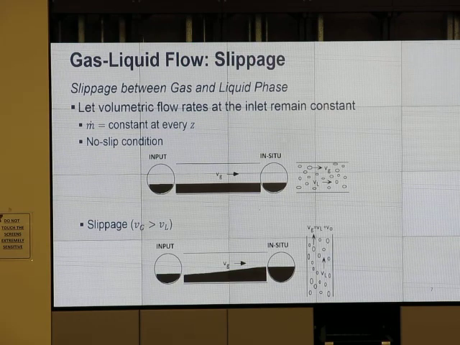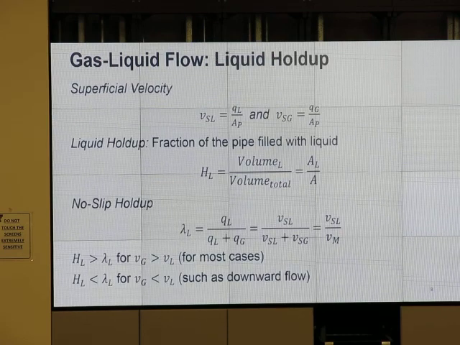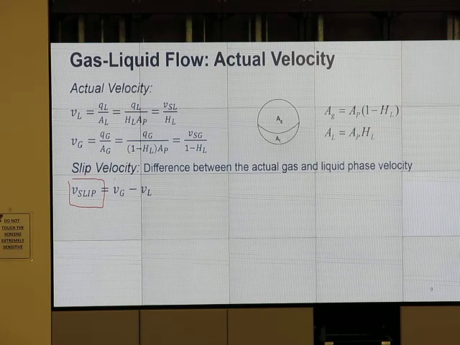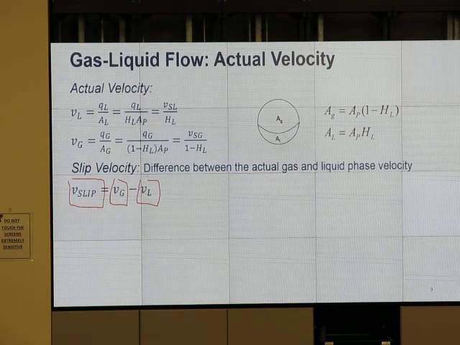The last group C in the lab, but I didn't explain much for the other groups. Slippage between gas and liquid occurs most of the time, especially in stratified flow. Slippage is defined as the difference between the actual velocities. That's my slippage: V slip is V gas minus V liquid. So when I say we have slip between the gas and liquid phase, this means the actual velocity of gas and the actual velocity of liquid are not the same. When I say no slip, both of them are the same.